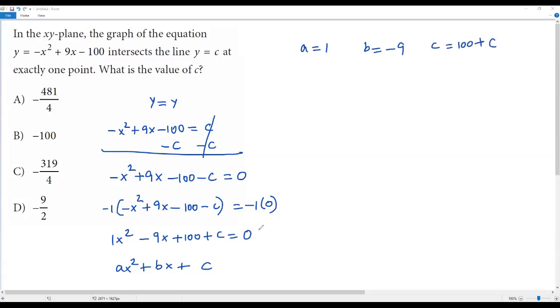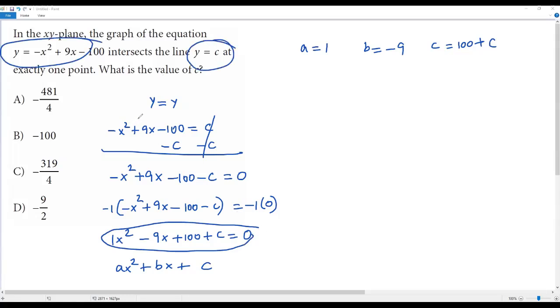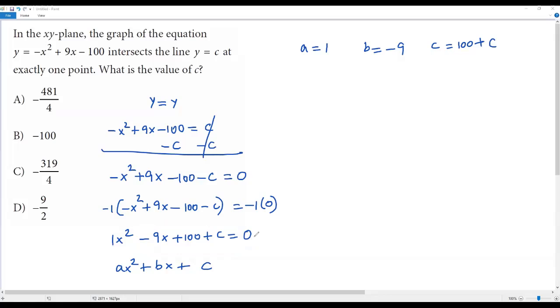I got this quadratic equation by solving the first and second equations. The question says the graph of the first equation and the graph of the second equation intersect at exactly one point. So this quadratic equation will have only one solution. If it has only one solution, then the discriminant of this quadratic equation must be equal to zero.